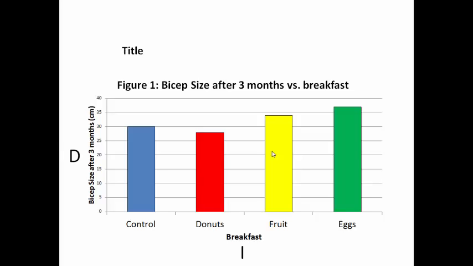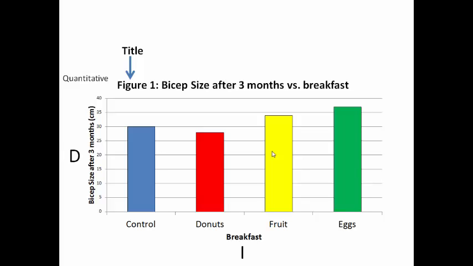Another thing to note is that there's a properly formatted title up here. You always want to have a figure number if you're reporting these things, and information that tells you about what the actual experiment was. So don't just say breakfast foods. You want to say bicep size after 3 months versus breakfast. That way we get all of the information in the actual figure.